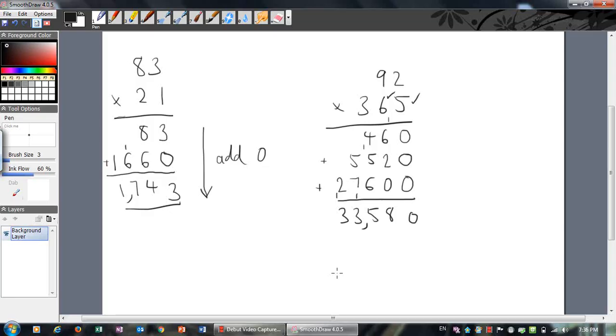I hope that helps. Long multiplication is tricky. If you can get it right, it'll really help you. If not, we've always got the calculator to give you a hand.